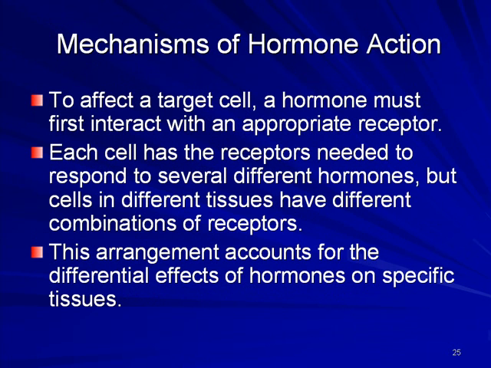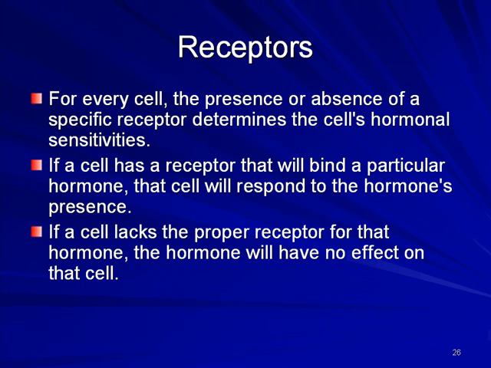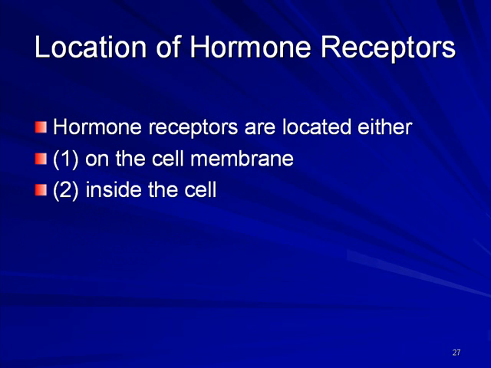Some mechanisms of action: when we look at hormone actions, they have an effect on a target cell. All of the hormones that we talk about will have a particular area in the body where they will attack and carry out their effect. These particular cells, and for every cell that we're talking about, have receptors. The presence or absence of specific receptors determines the cell's hormonal sensitivity. For cell receptors that will bind a particular hormone, cells will respond to the hormone's presence. Without receptors, the hormone cannot bind, and thus you will not see an effect on that particular cell.